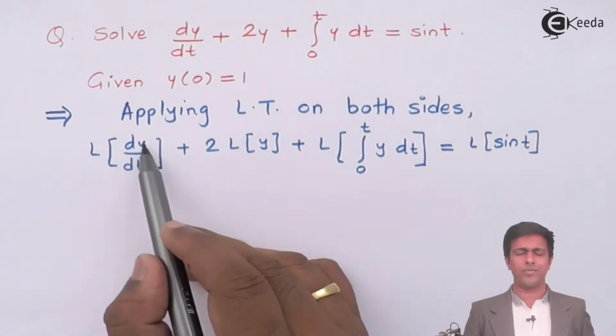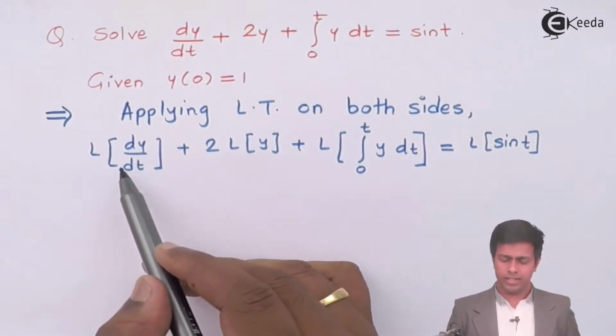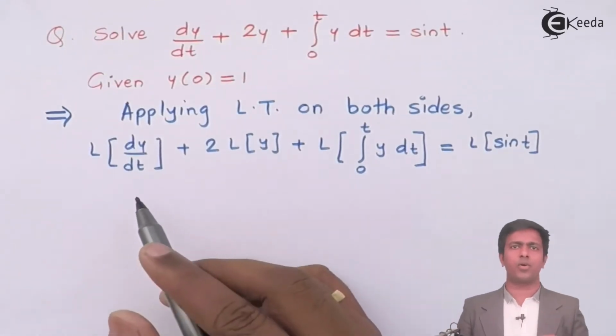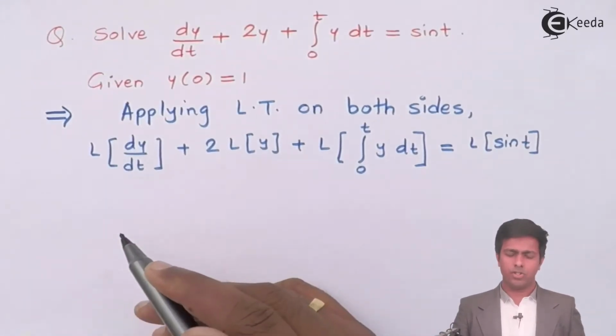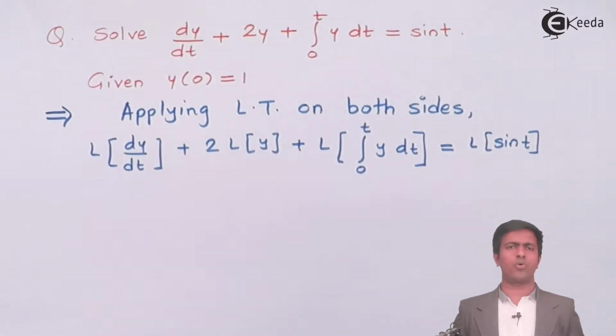So here the first term is dy by dt. If y is a function of t, then dy by dt is nothing but the derivative of y, which is y dash of t. So I have to find the Laplace transform of y dash of t. Now guys, how to get the Laplace transform of a derivative? For that I am going to use the property of Laplace transform of derivative.